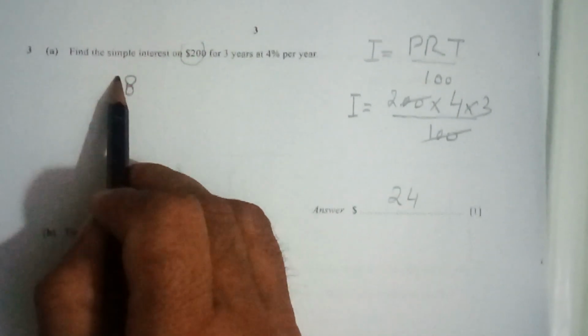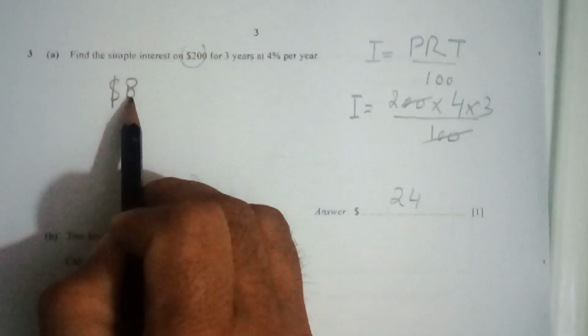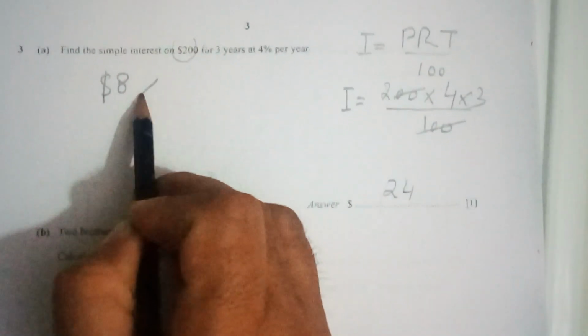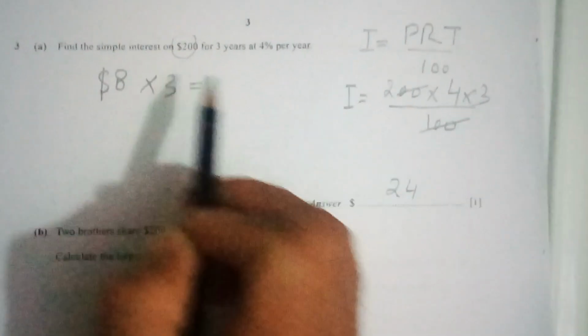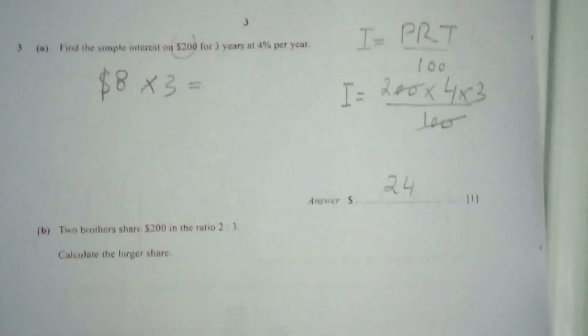This is $8 for 1 year, and then multiply it by 3. So you will get 24. Let's come to the B part now.